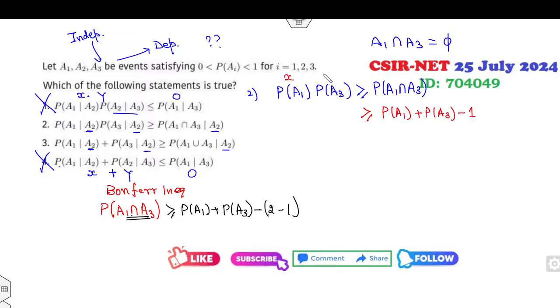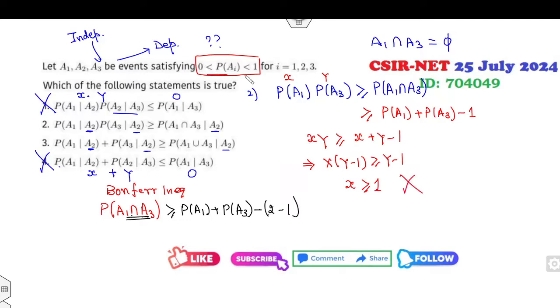I consider this number is x, this number is y. x into y is greater than or equal to x plus y minus 1. So clearly, if I take x common, then (y minus 1) is greater than (y minus 1)... Because probability lies between 0 and 1, so y minus 1 will be cancelled out. x is greater than or equal to 1, which is not possible because x is the probability of A1 which lies between 0 and 1. So this option is also cancelled.